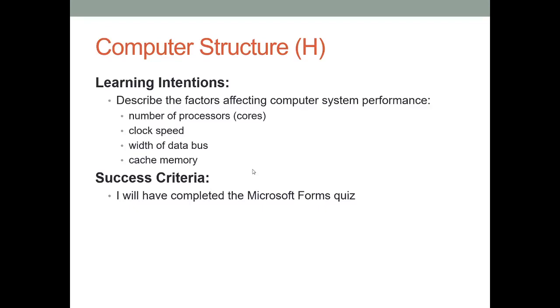Today we're going to be looking at the 4 different factors that affect a computer system's performance, and these all relate to the processor stuff that we were looking at last time. It really just builds on that. So make sure that you've had a look at the videos and you're 100% clued up on that before going ahead with this. These things all relate to the processor.